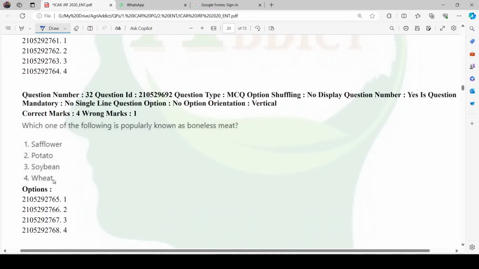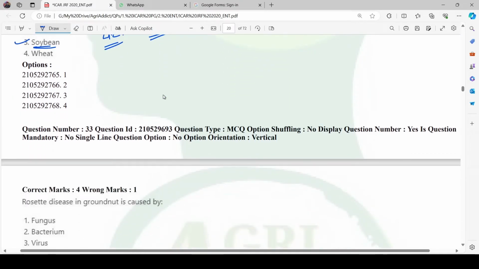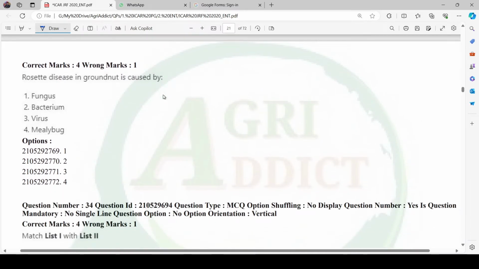Then which one of the following is popularly known as boneless meat? A very simple and easy question, it is soybean. Soybean is also known as the boneless meat because of 42% protein in soybean. It is a rich source of protein, 40 to 42%, book wise it varies. The next question is, rosette disease in groundnut. It is caused by groundnut rosette virus. It's a viral disease in groundnut.